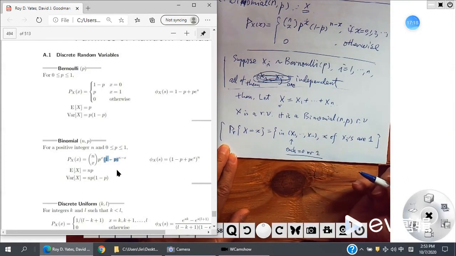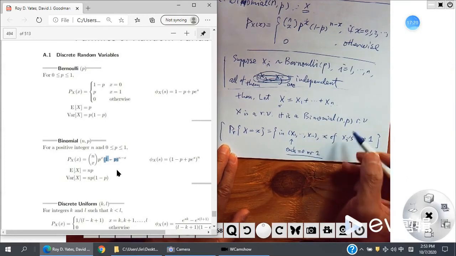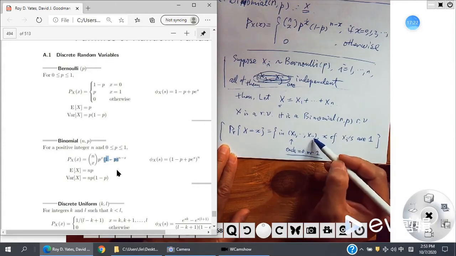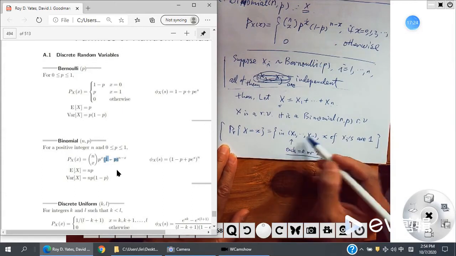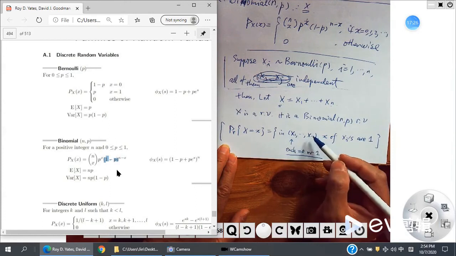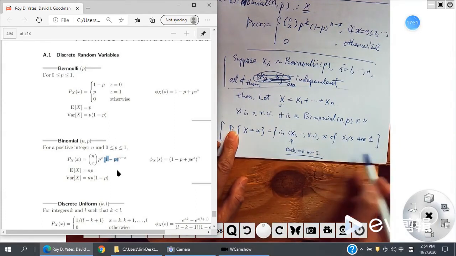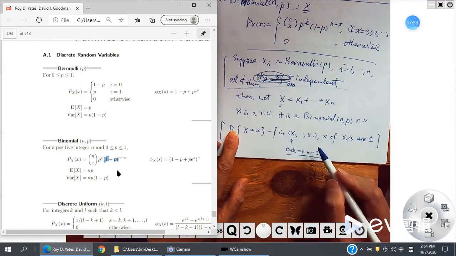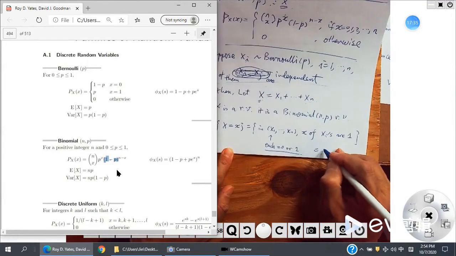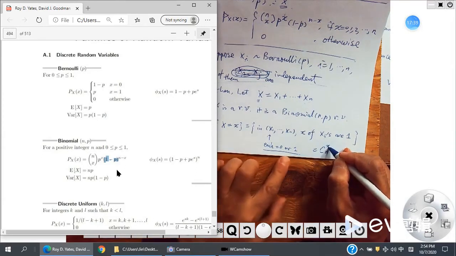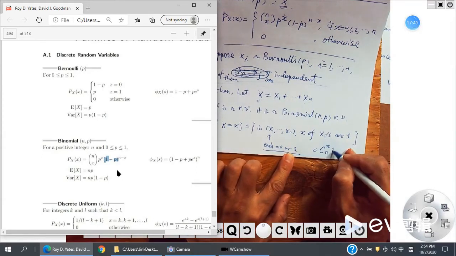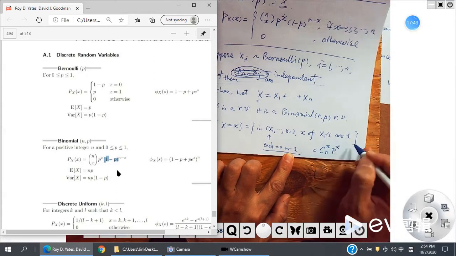Things like binary code, make sense? In binary code, I encode each value as 0 or 1, and now n of them are 1. So what is the probability? We choose x from n. These x should be 1, and 1 has probability p, so this is p to the x.